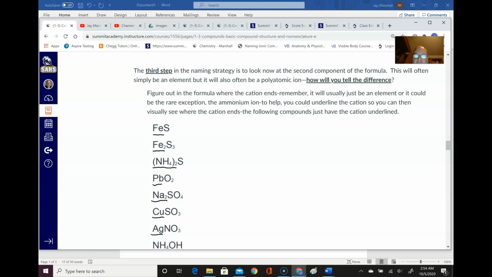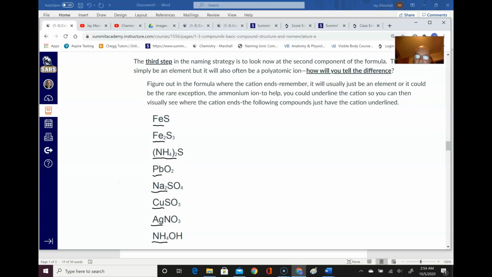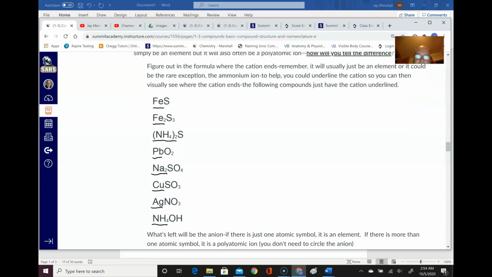The first thing you need to do is figure out in the formula where the cation ends. Remember, it will usually just be an element, or it could be the rare exception, the ammonium ion. To help you, you can underline the cation so that you can visually see where the cation ends. And these are just some of the ones that I selected from the list that we're working on.